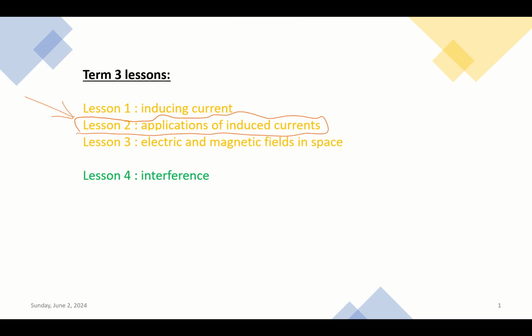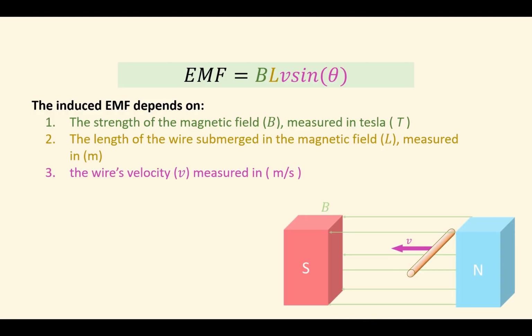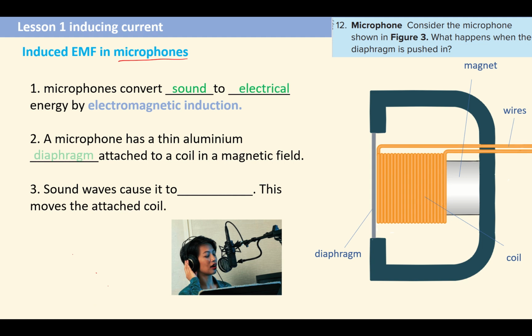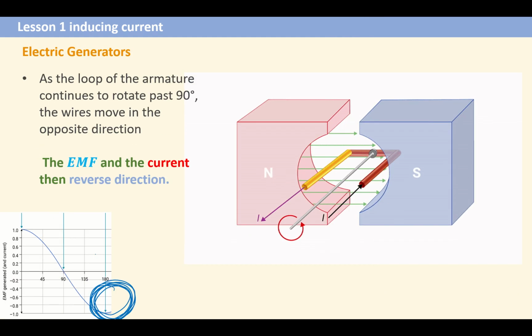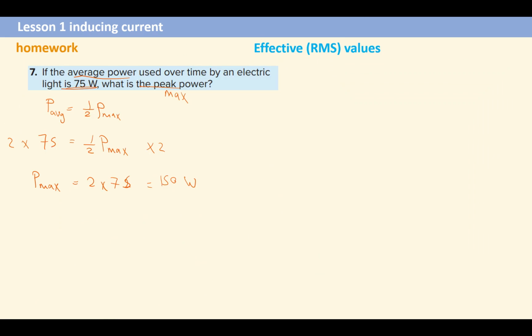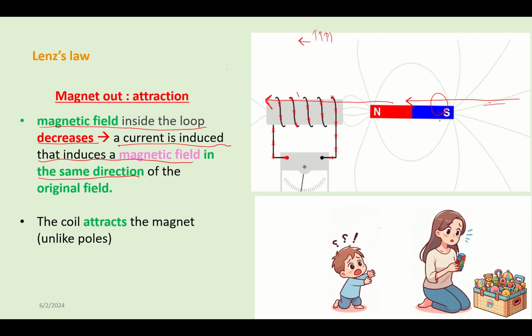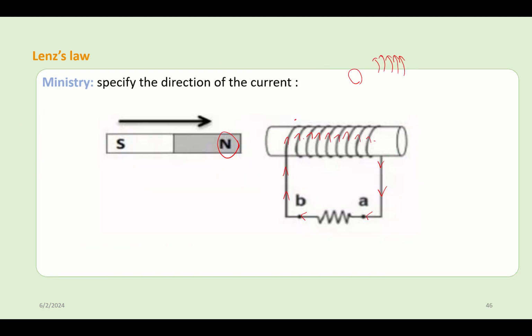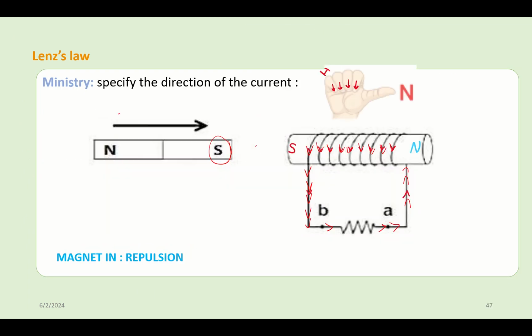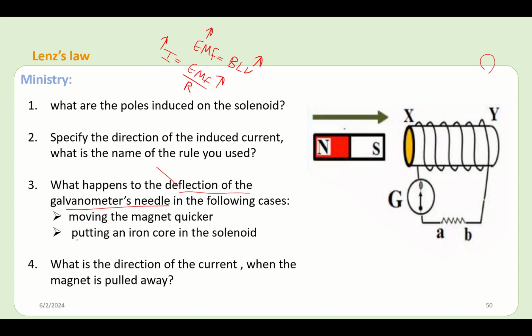Hi girls, today we're going to continue with Haykal and we're going to start with lesson 3. Lesson 3 talks about electric and magnetic field in space. So let's go to that section. You can see previous sections in different videos.